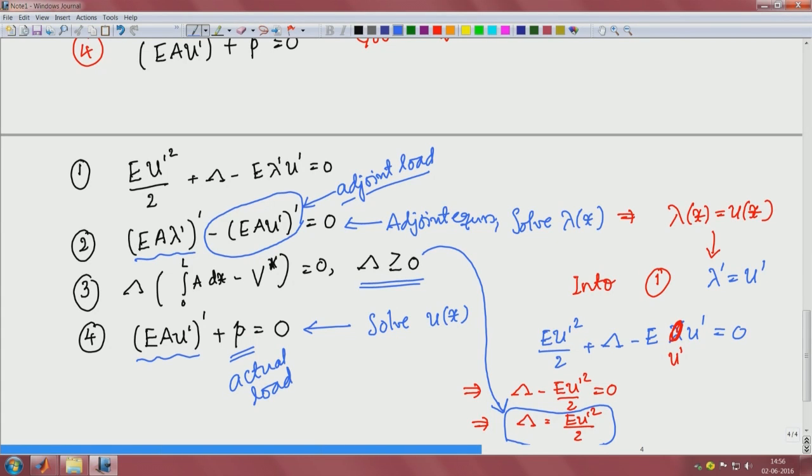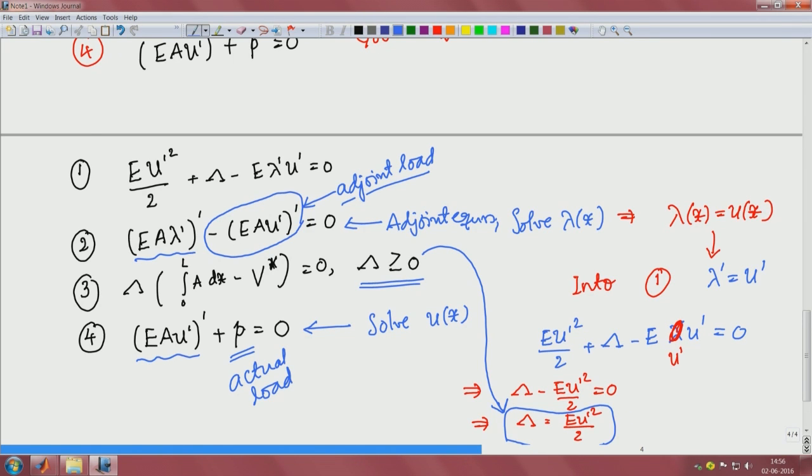We want to know whether lambda is equal to 0 or the volume constraint part is equal to 0. Let us say lambda equal to 0, in which case the constraint is not active. Constraint is not active means integral a dx minus v star is strictly less than 0, instead of less than or equal to. Then lambda is 0. If lambda is 0, what we find is that u prime is 0.